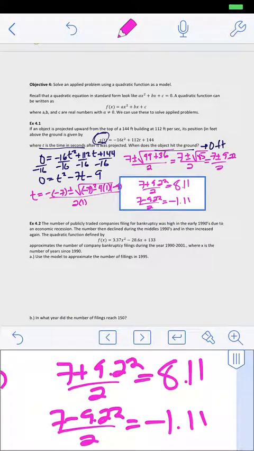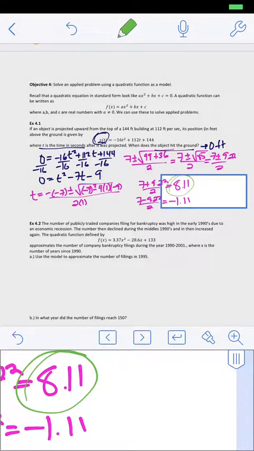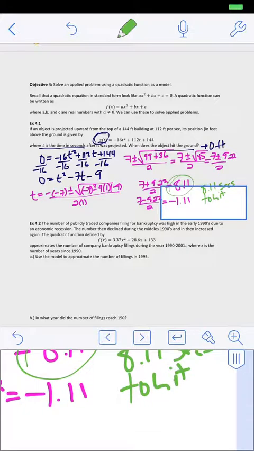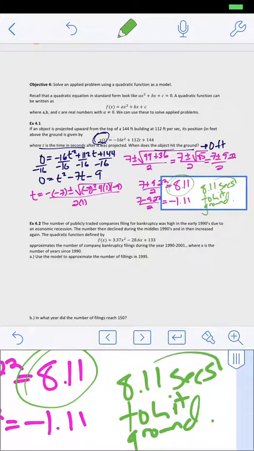Alright, we've solved this quadratic equation for our two answers. Which one actually makes sense as a time? That would be the positive one, right? There's no such thing as negative 1 seconds. So it's going to take 8.11 seconds to hit the ground. And that's our final answer.